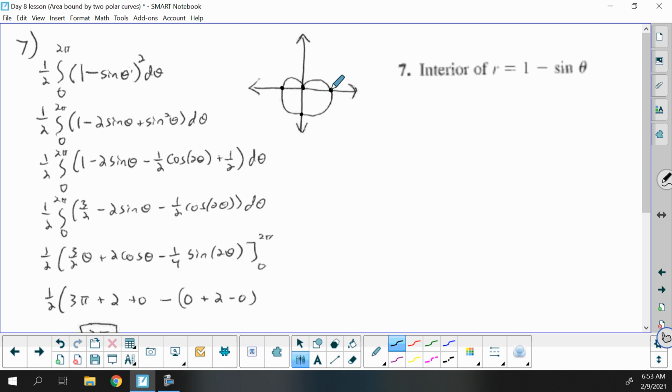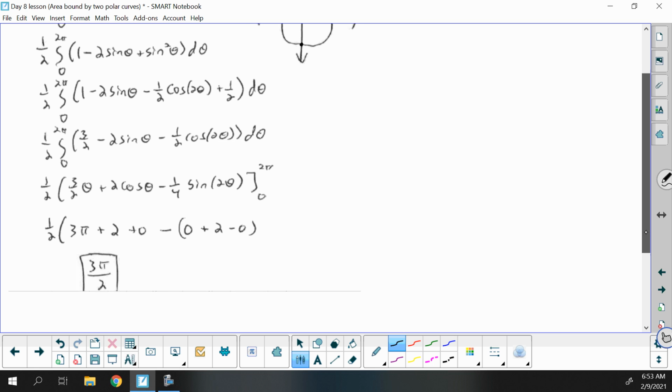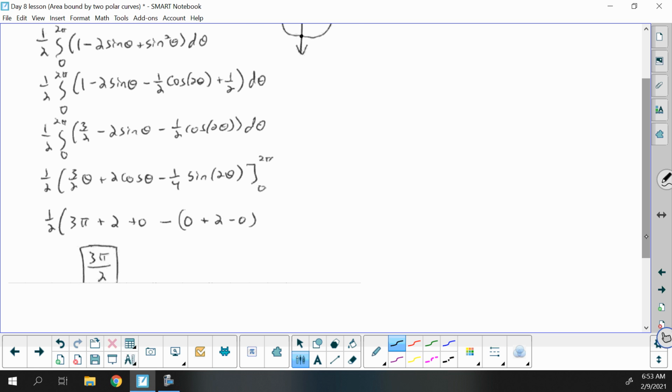Remember, you always could just trace that on a graph if you were more comfortable with that. We got 1/2 our radius squared d theta, FOIL it out, do your power reduction, sub everything in, and we get 3 pi over 2.